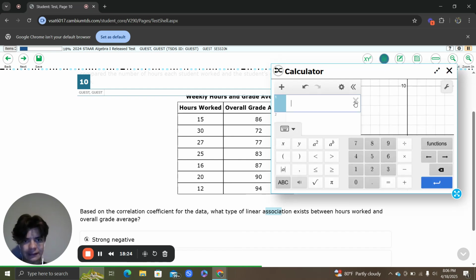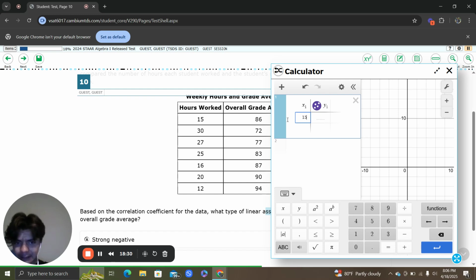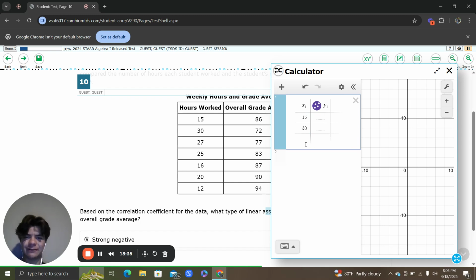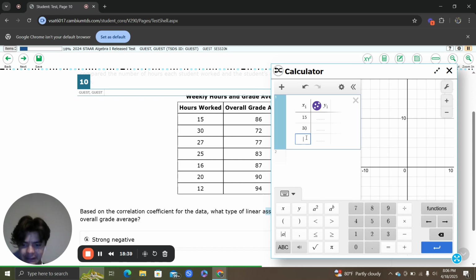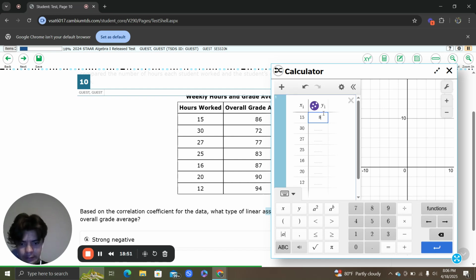So let's go on the calculator and type this graph in. You have to type in the whole thing on this one, okay? Because the numbers aren't really going in a straight line. They're all over the place, right? It's not in order. 15, 30, 27, 25, 16, 20, right? It's not at a constant rate. So this is why I have to type the whole thing in. 27, 25, 16, 20, and 12. Then you want to do 86, 72, 77. So basically, this is like grades.